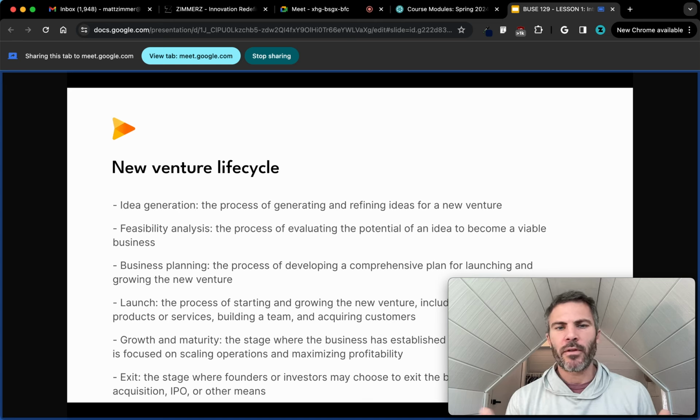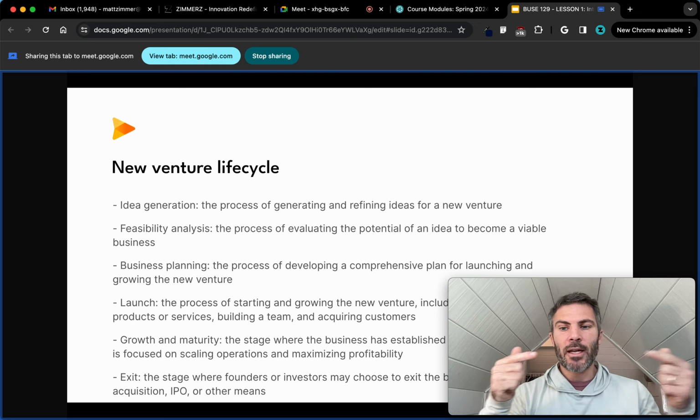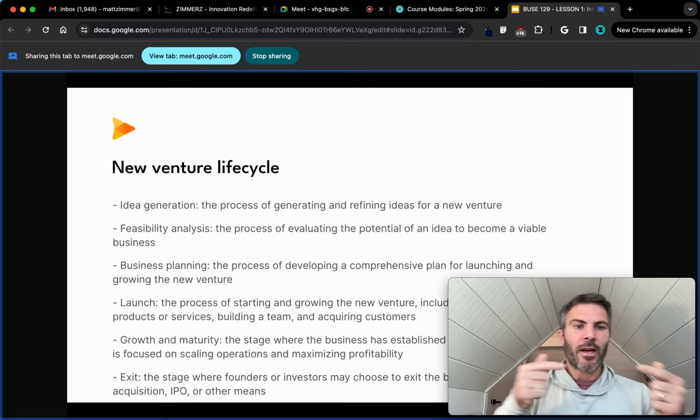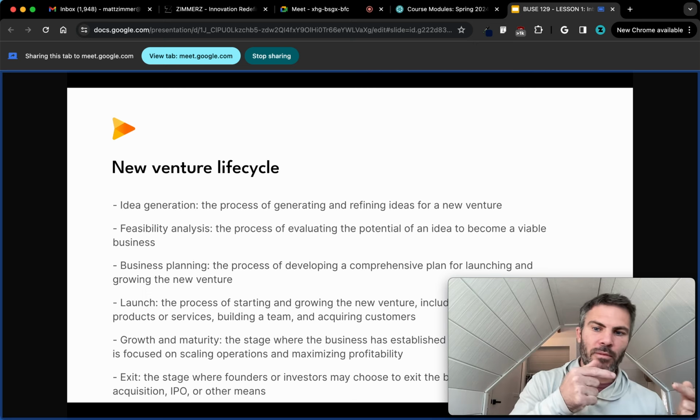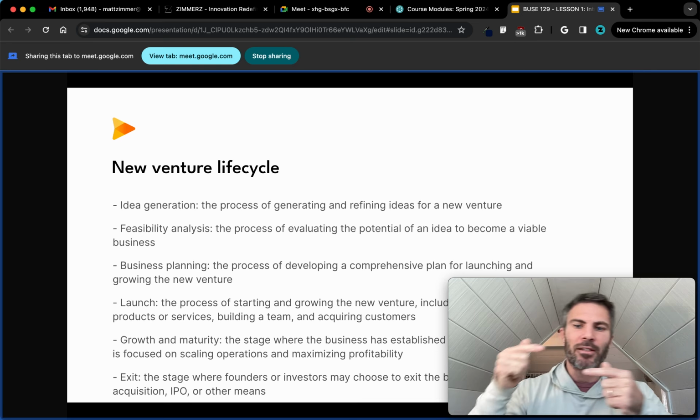And what we're looking for there is evaluating the potential of the business. So we're doing market research, we're talking to people, we're creating business models, right? We're doing all that type of stuff. A lot of times you'll be pinging between idea generation and feasibility, and then you're going to take a step back and you're going to take a step forward.